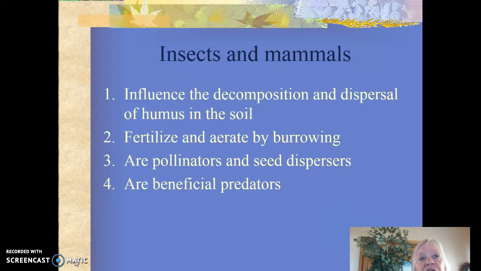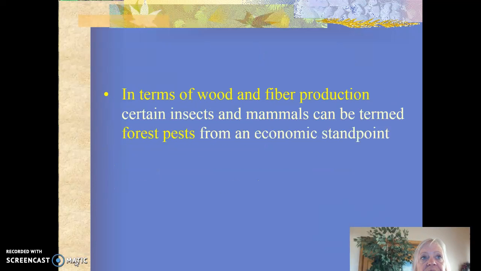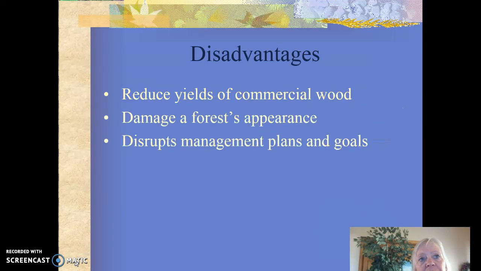So first of all, we have to understand that many insects, diseases as well, and mammals are beneficial to the forest ecosystem. In terms of wood and fiber production, certain insects and mammals are considered pests when they're economically damaging to the forest crop. The disadvantages are they reduce the yields, they damage the appearance of the forest, and they disrupt the management plan and goals.